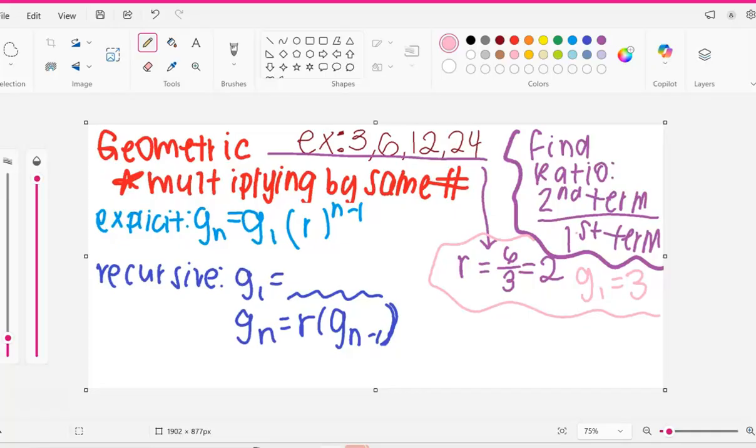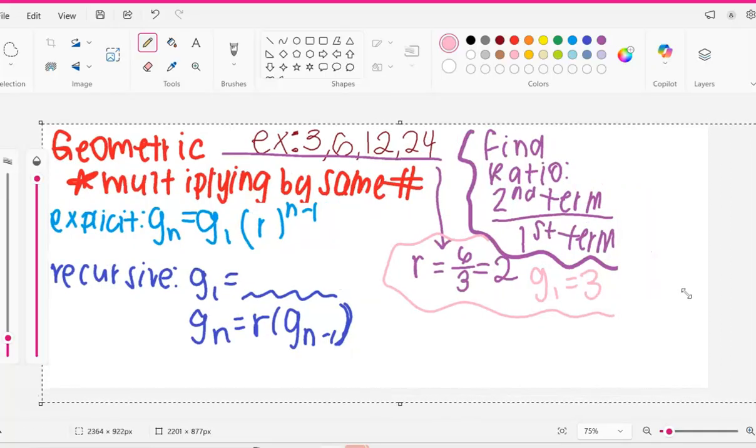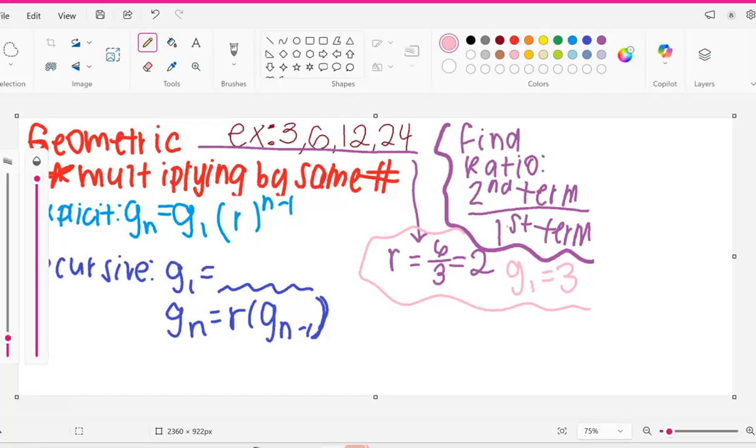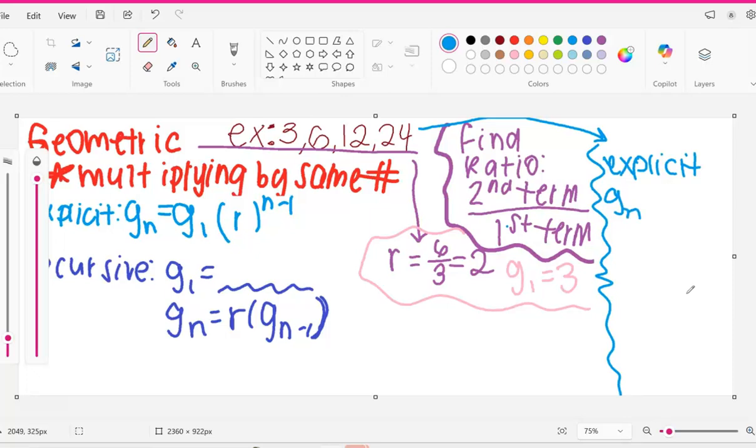So the explicit formula for my sequence over here would be Gn equals, I would put my first term, which is 3, and then I would put my ratio, which we said was 2, in parentheses, and that's going to be raised to the power of n minus 1. That's it. That's your explicit formula.